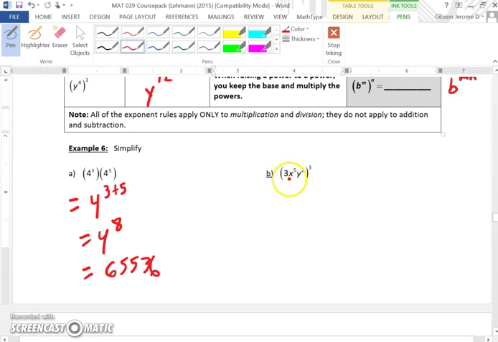Okay, now we have 3 times x to the 5th times y to the 2nd, all in parentheses to the 3rd power. This is really 3 to the 1st, so we'll multiply all of these exponents by 3 and keep the base the same. So this will become 3 to the 3rd, x to the 15th, and y to the 6th. Now 3 to the 3rd, we know is 27, so it'll be 27 x to the 15th, y to the 6th. And we're done with B.